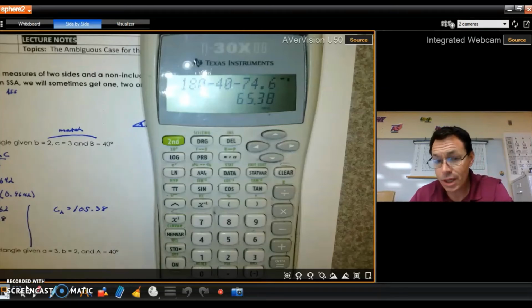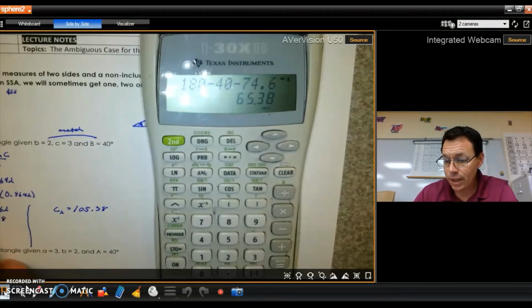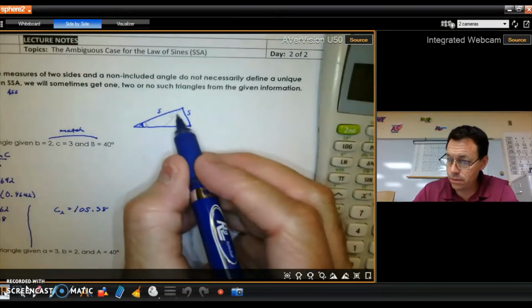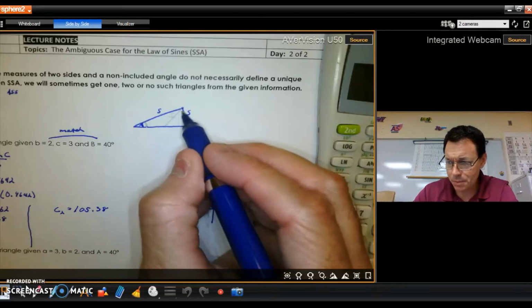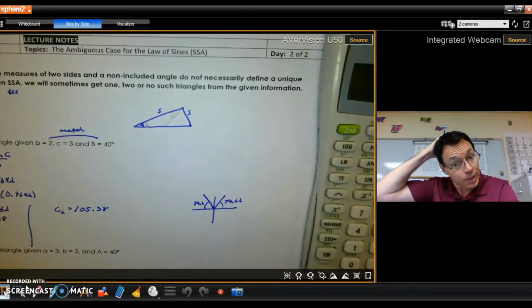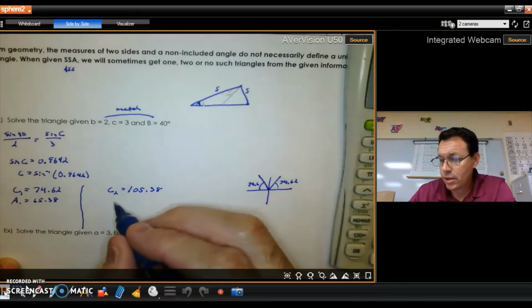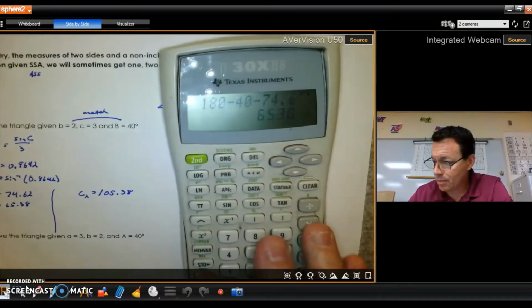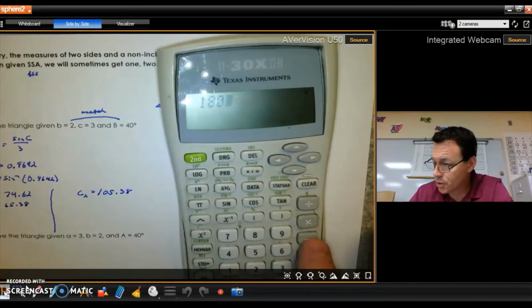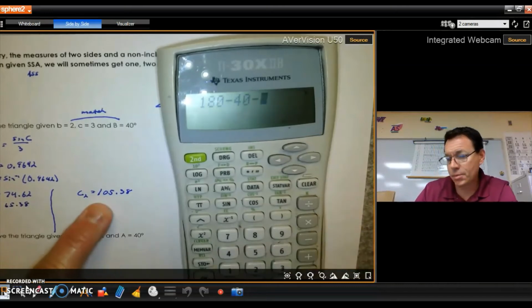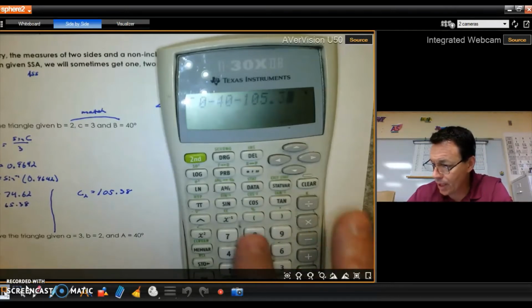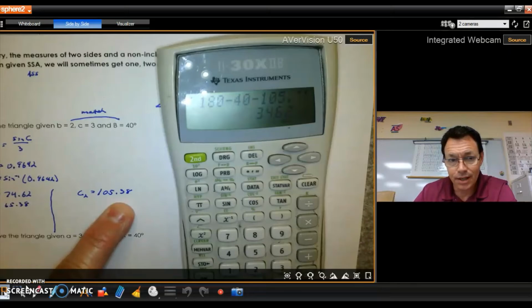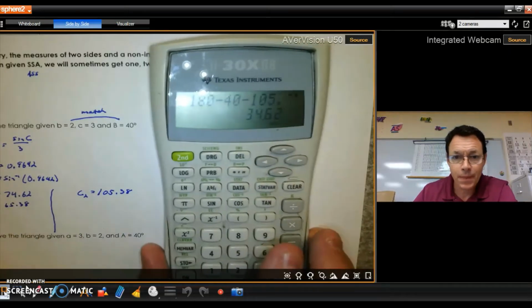65.38. Okay, so that's the angle A possibility of, I believe it's the first situation I gave you. So this bigger possible angle. Or, for that second possibility, we're going to do the same thing. We're going to take 180, subtract the 40, and then subtract this angle C possibility, which is 105.38. So if this is the correct angle for the triangle that they were trying to give us, then this would be our angle A, 34.62.